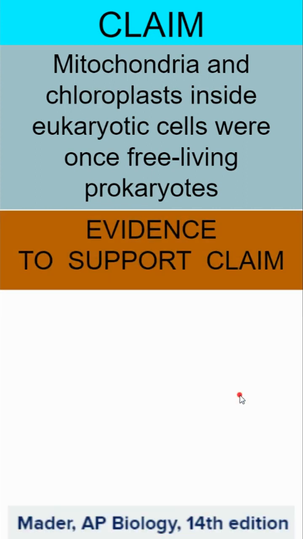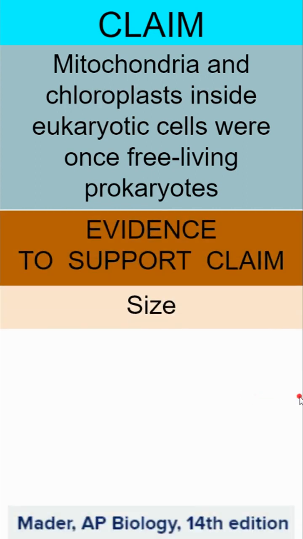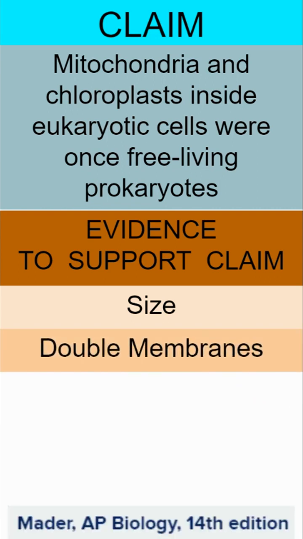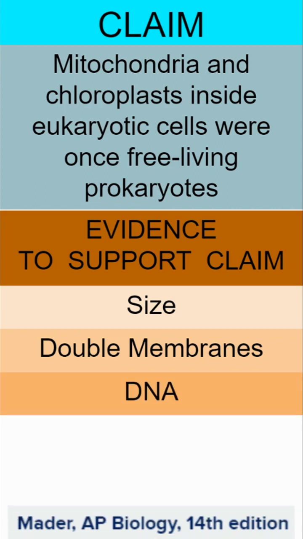So what evidence exists? The fact that mitochondria and chloroplasts are about the same size as modern-day bacteria. In addition, mitochondria and chloroplasts have a double membrane. One membrane is from the original prokaryote, and as it went through endocytosis, it gained a second membrane from the host prokaryote.